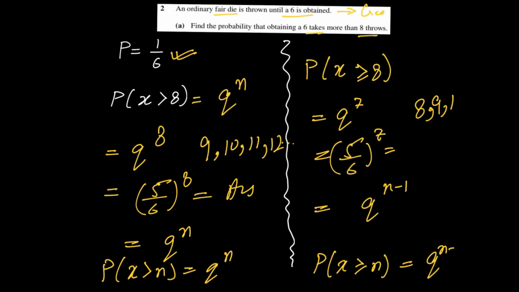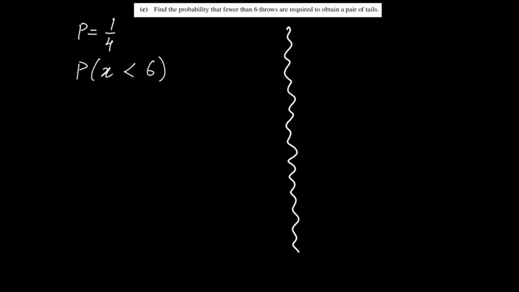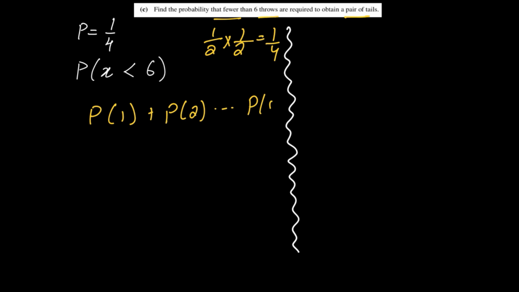Alright, let's move forward to another example. In this question they say find the probability that fewer than 6 throws are required to obtain a pair of tails. To obtain a pair of tails, the probability of success will be 1 upon 4, and it says fewer than 6 throws. Now, you can either add all of the probabilities from 1 to 5, the probability of 1, the probability of 2, and so on till the probability of 5, because it's less than 6. Or there's a shortcut. The shortcut is 1 minus the probability of something greater than or equal to 6.